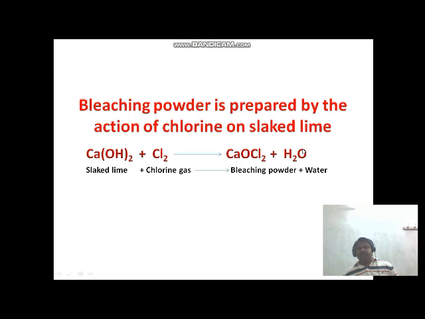See here, water is formed. That's why if you touch the bleaching powder, it has a wet nature, because of the presence of this water molecule; it does not have a dry nature. If you touch the bleaching powder, you feel that it contains water, and really it contains water molecules, due to the presence of this H2O. So once see that equation: Ca(OH)2 plus Cl2 gives CaOCl2 plus H2O. Slag lime plus chlorine gas gives bleaching powder plus water.